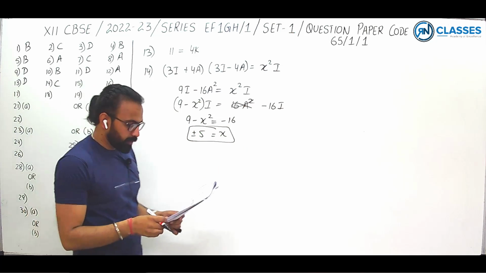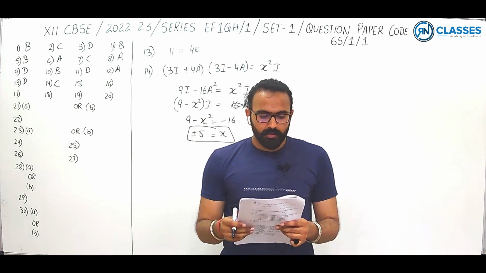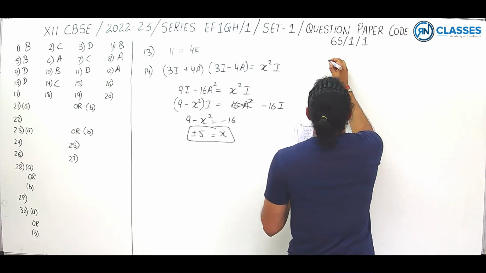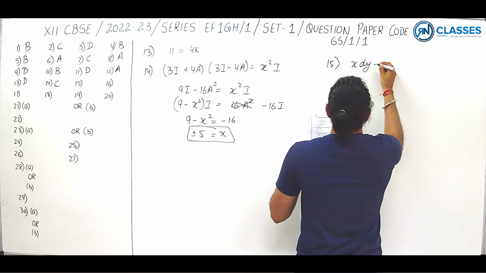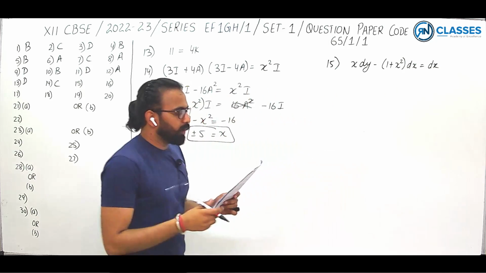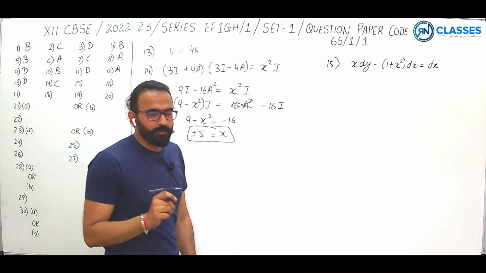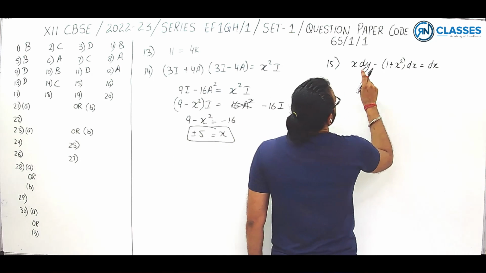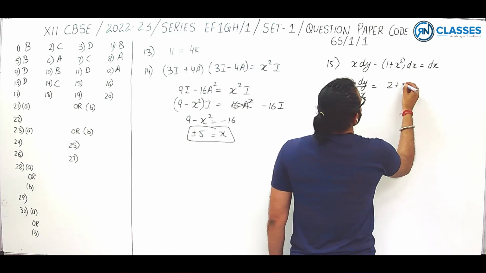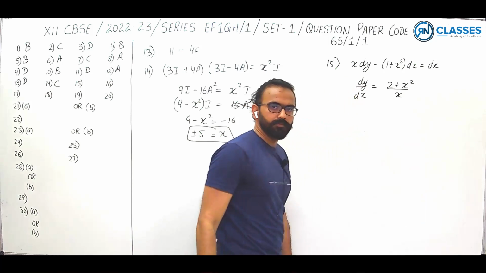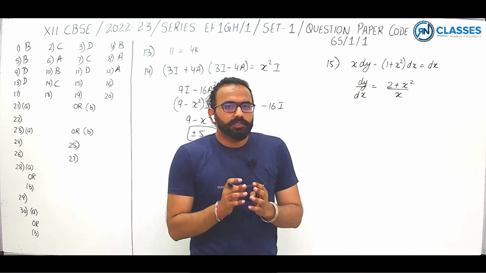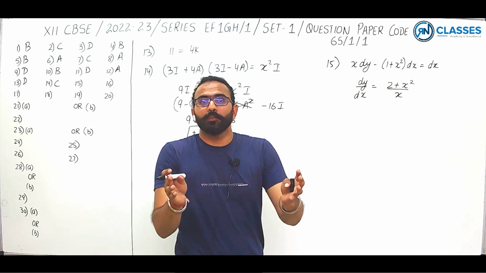Now passing on to question number 15, the general solution of the given differential equation. The differential equation is x into dy minus 1 plus x square into dx must be equal to dx. Now in order to find the general solution of this given differential equation, we will first find dy by dx. dy by dx turns out to be 2 plus x square by x. And from here, you can easily observe, in order to solve this differential equation, the first method that works is the variable separation method.